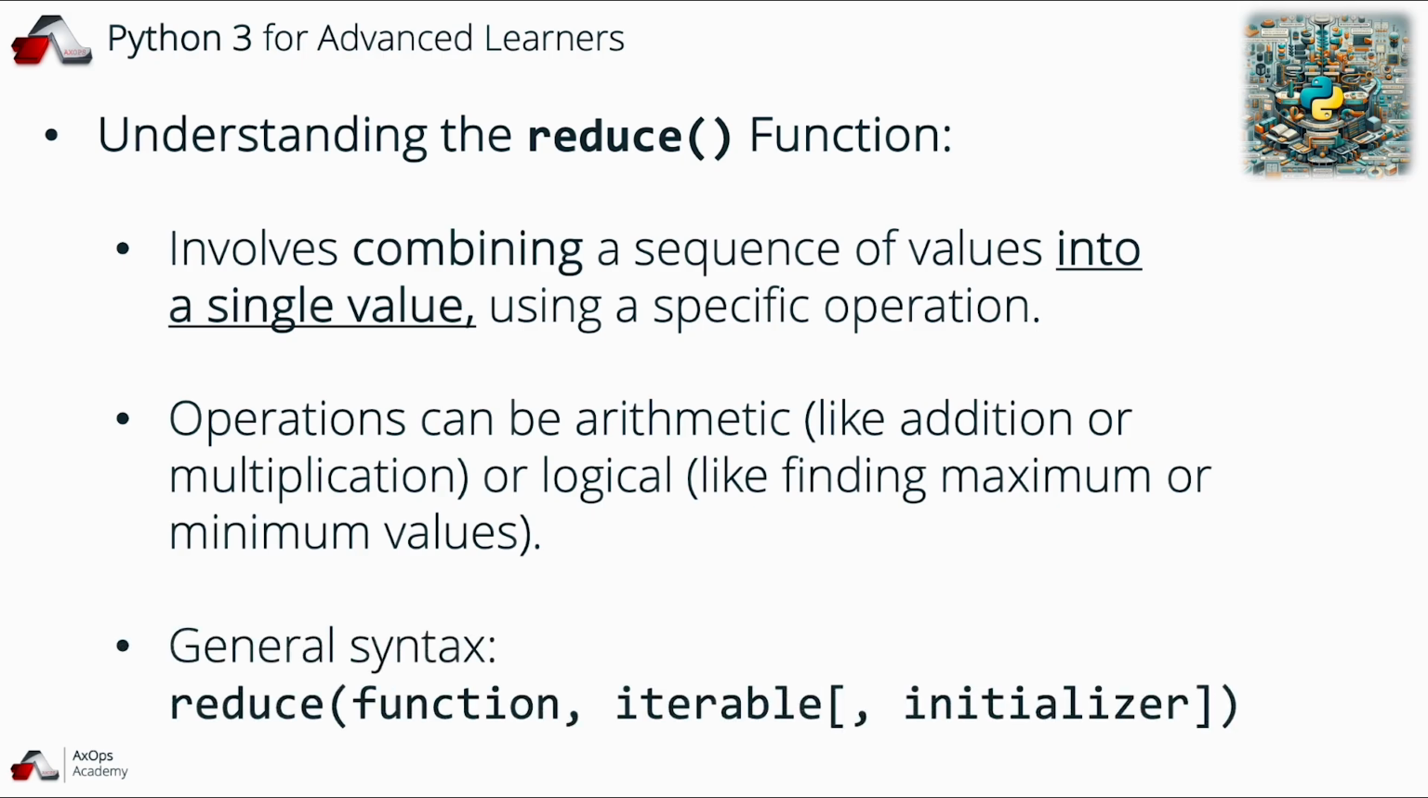The general syntax of the reduce function is reduce, followed by the function that performs the reduction, the iterable, and the initializer. It takes three arguments, as you can see: a binary function that will be applied to the sequence of values to be reduced, the iterable, and an initial base value. For example, to compute the product of a list of numbers, you would use the reduce function with multiplication as the binary operation and 1 as the base value.